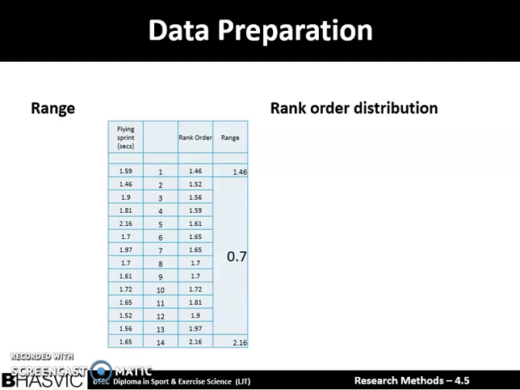When you organise your quantitative data, there are 4 methods that you can use. So you can use the range, rank order distribution, simple frequency distribution, and group frequency distribution.